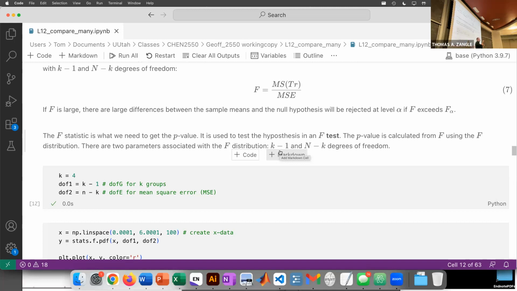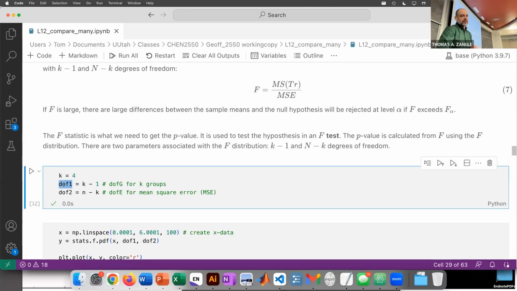So now we have the F statistic, and the F distribution is parameterized by two different degrees of freedom. We can think of them as the degrees of freedom for the differences between the means and the degrees of freedom for the variation within the sample groups. It's just the degrees of freedom that we use in computing our mean squared errors. So k-1 and n-k. Here we have degree of freedom 1 is k minus 1, and degree of freedom 2 is n minus k.